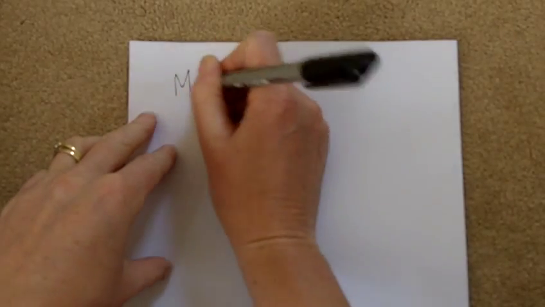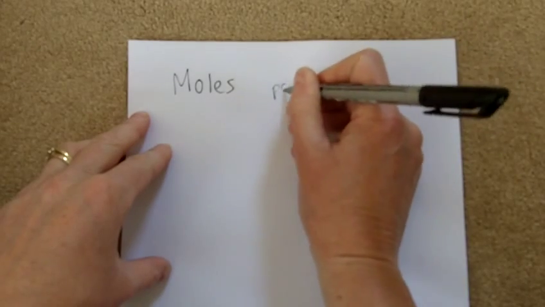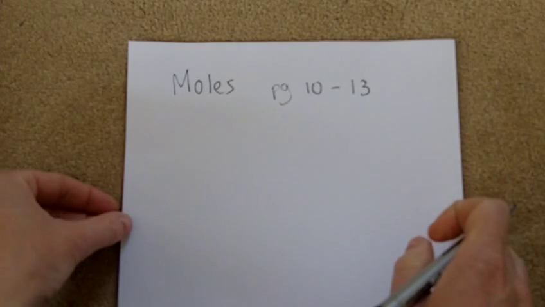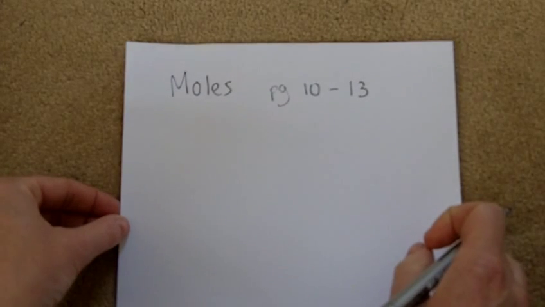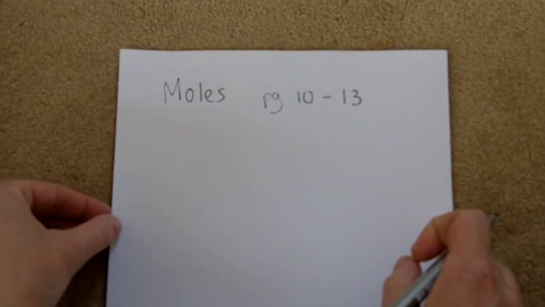Okay, this is moles, an introduction to moles, which is on pages 10 to 13 in your textbook. So what is a mole? We're going to use an analogy first.